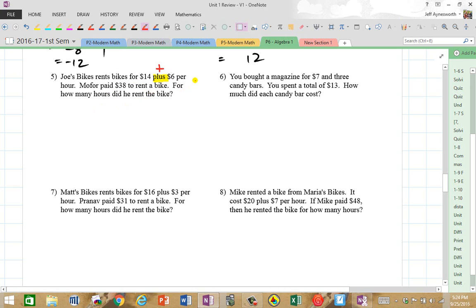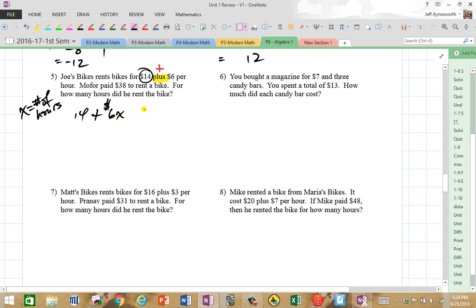Well, let's figure this out. So he paid 14 bucks, all right, plus $6 per hour. Well, we don't know how many hours, so let x equal the number of hours. You always take the cost for the item, whatever it may be, times how many items you have, right? So if he had $6 per hour and he rented it for x hours, you've got to multiply that. So 6 times x.